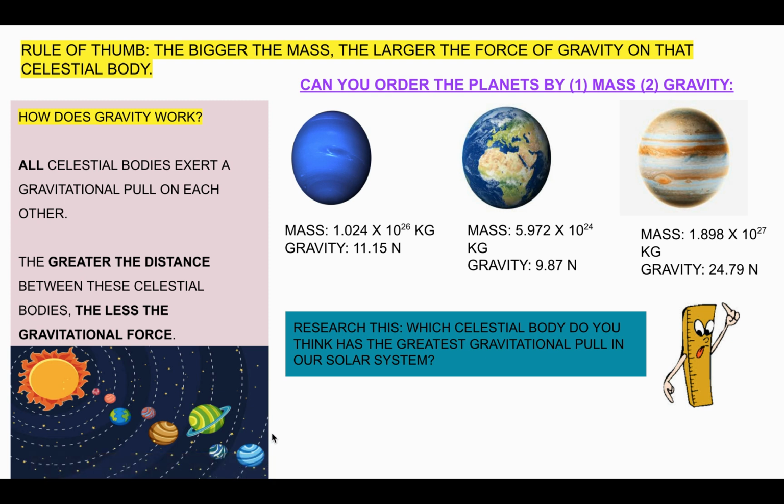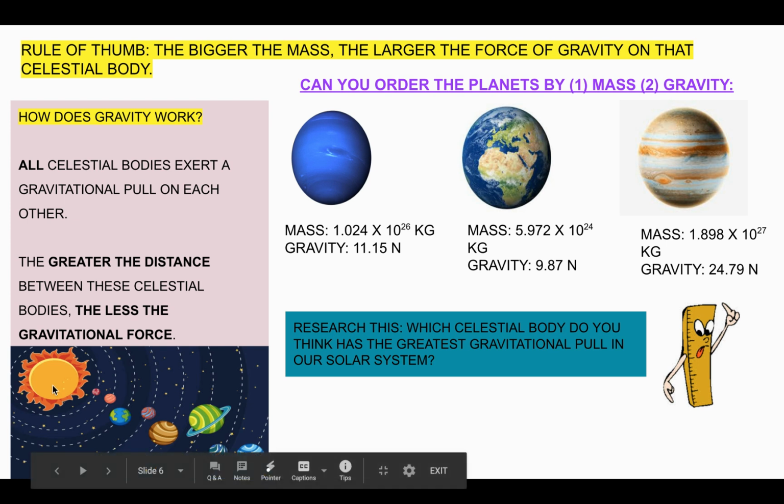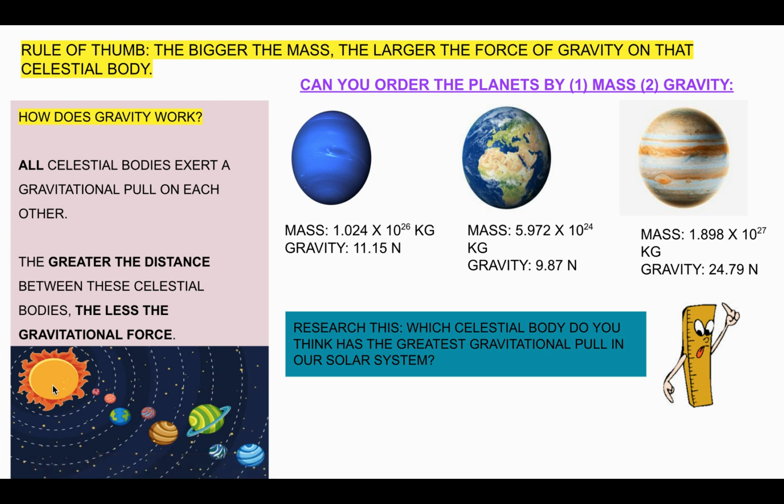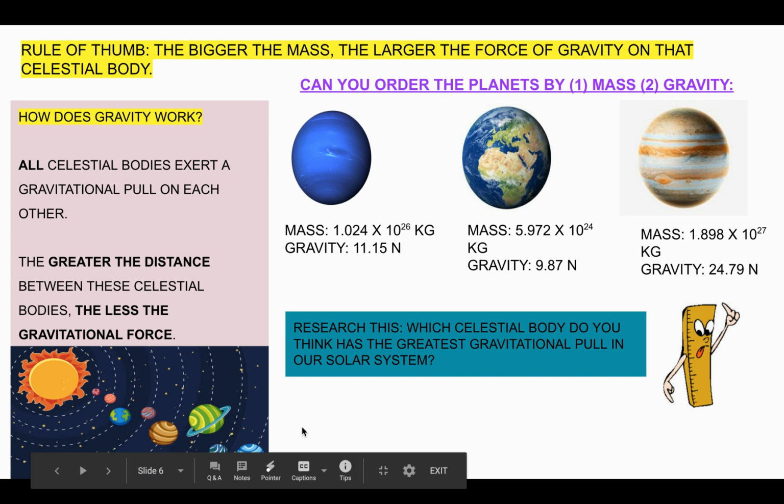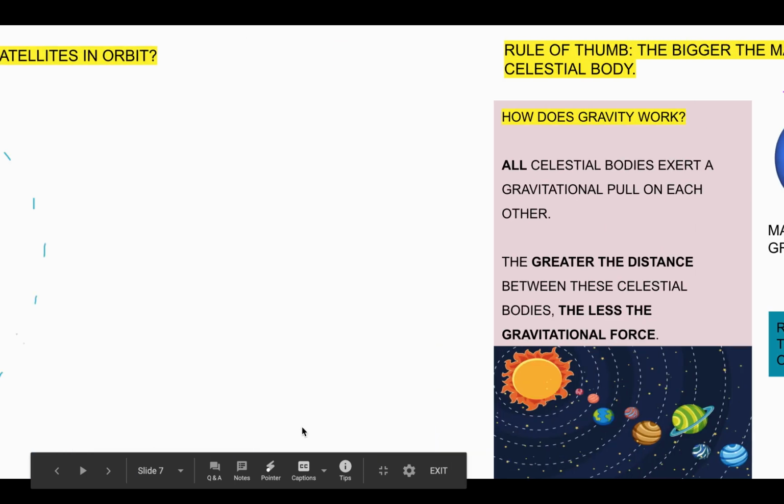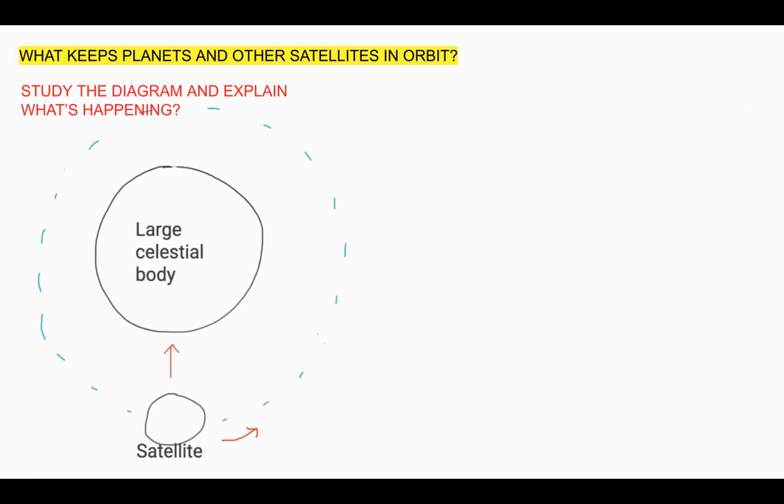So we could make a hypothesis here and say the gravitational pull on the 8th planet, Neptune, the gravitational pull of the sun on Neptune should be the least of all the planets, because with distance it decreases. Right. So, as I was saying, how do planets actually stay in orbit?